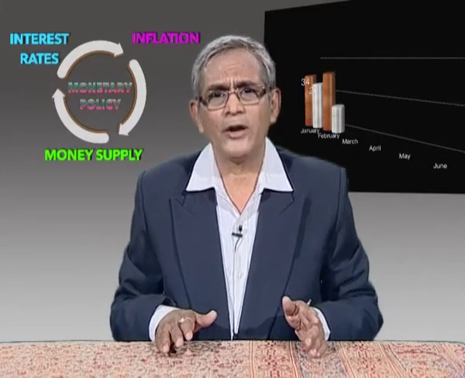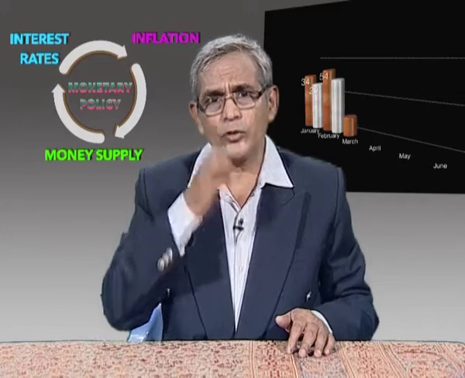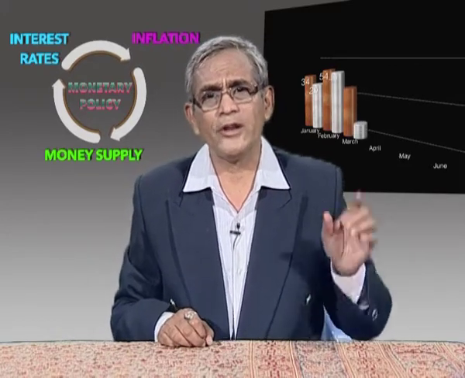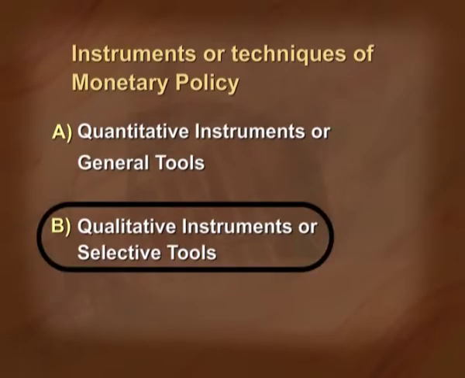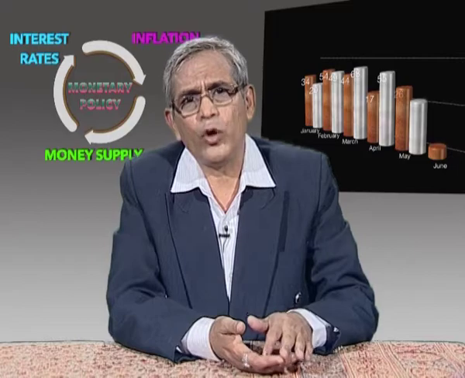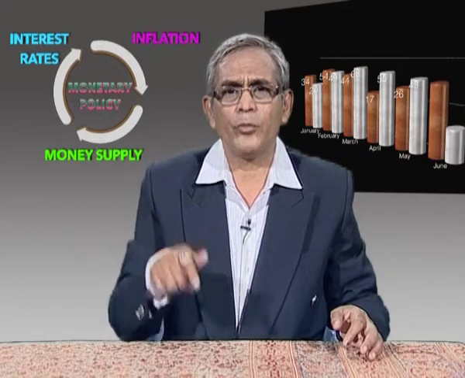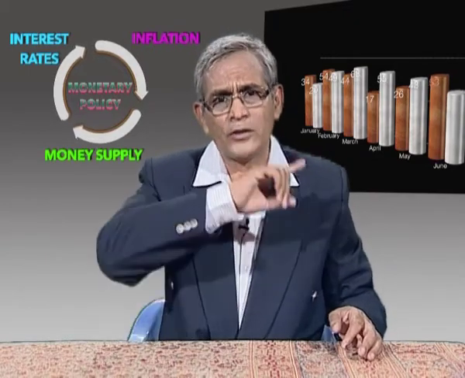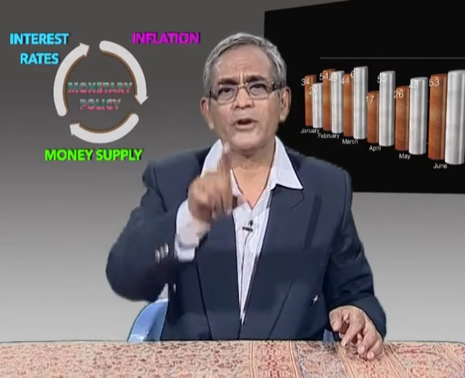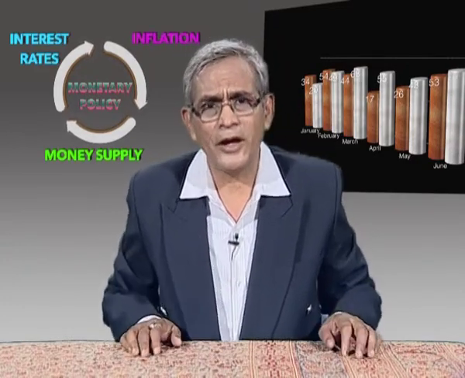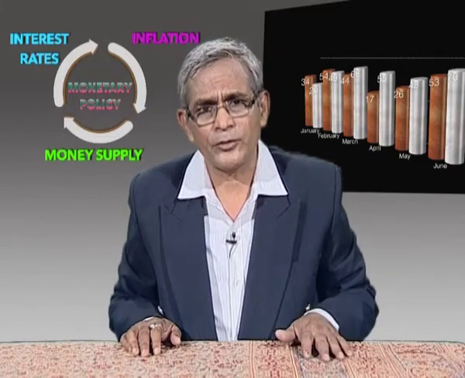Qualitative instruments or selective tools. The qualitative instruments of monetary policy are also known as the selective tools of monetary policy. These tools are not used to control and regulate the general money supply. They are used to extend and regulate credit of certain select sectors of the economy. These instruments are used for discriminating between different uses of credit. This method of monetary control can have influence over the lender as well as the borrower of the credit. Let us try to understand the selective tools of monetary policy at length.